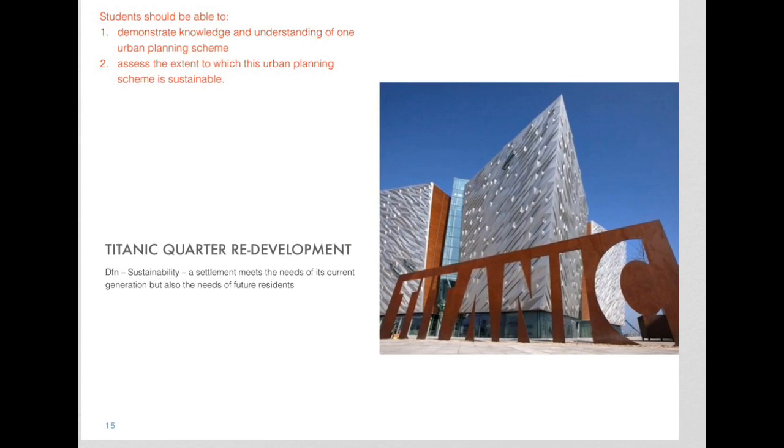The second thing that you need to be able to do is assess the extent to which this urban planning scheme is sustainable. Okay, so does it meet the needs of its current generation, but also the needs of future generations? If you come across to the next page of the GCSE ebook, you'll see that there are 5 main aspects of development which can be achieved.